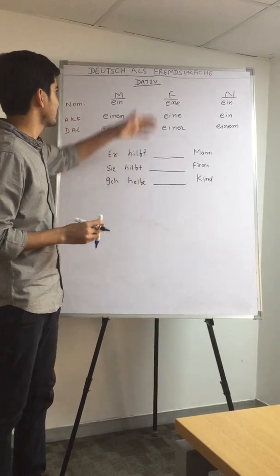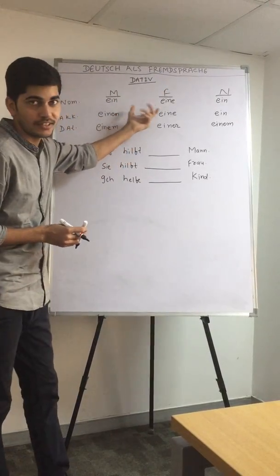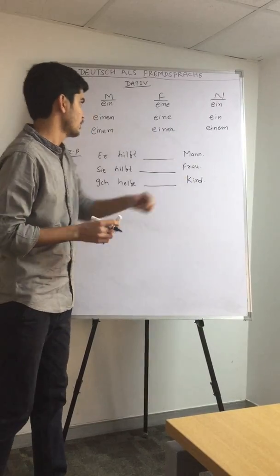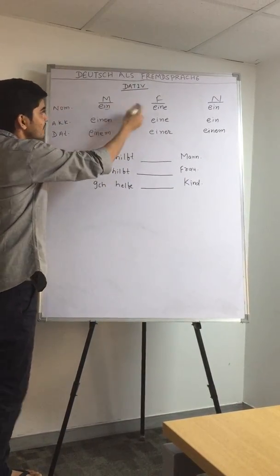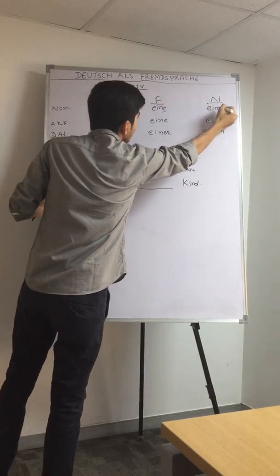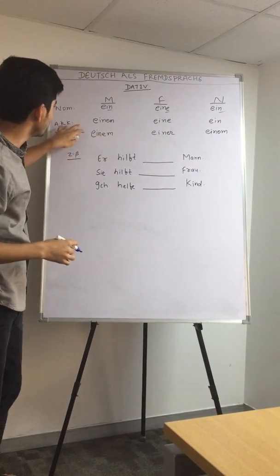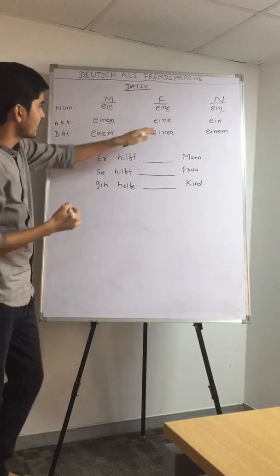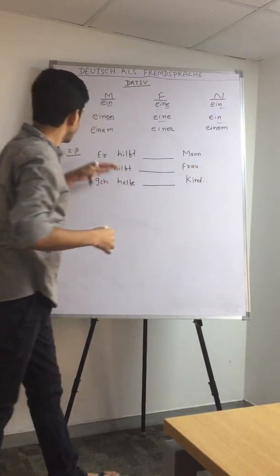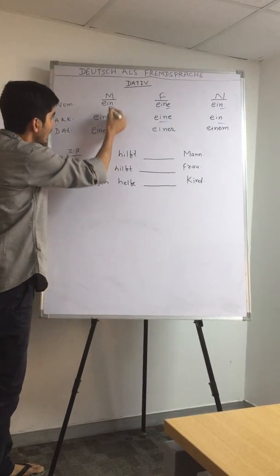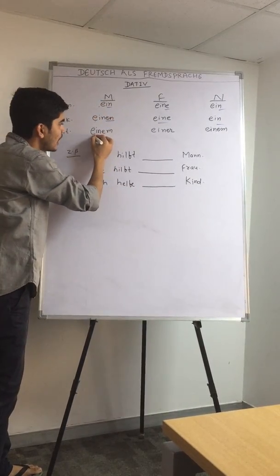Now we are doing the dative in indefinite, that is indefinite article. So in case of nominative, in masculine, ein; in feminine, eine; in neutrum, ein. In accusative, einen, the rest are as nominative, eine, ein. But in case of dative, ein or einen changes to einem.